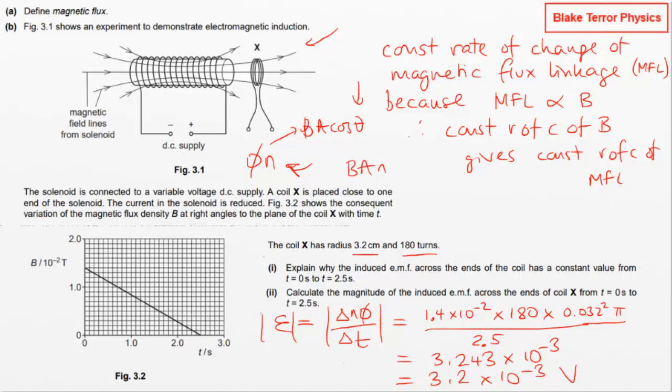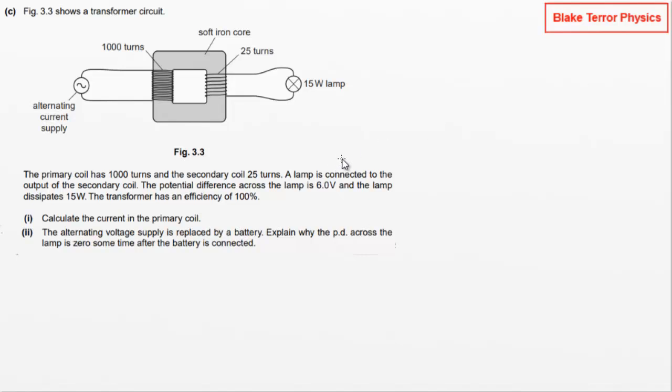Right, that's good. Last part. Figure 3.3 shows a transformer circuit. We've got 1,000 turns on the primary, going down to 25 turns on the secondary. Oh right, they've just told us that, that's all in the picture. A lamp is connected to the output of the secondary coil. PD across the lamp is 6 volts. It dissipates 15 watts. That's all good. Assume the transformer is 100% efficient. Calculate the current in the primary coil.